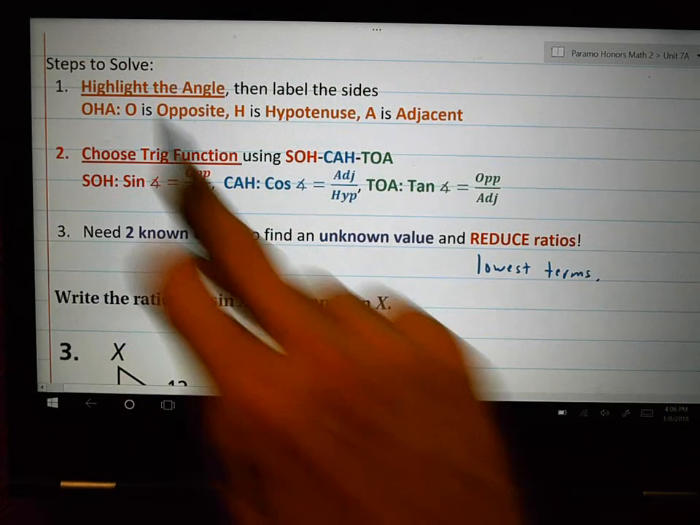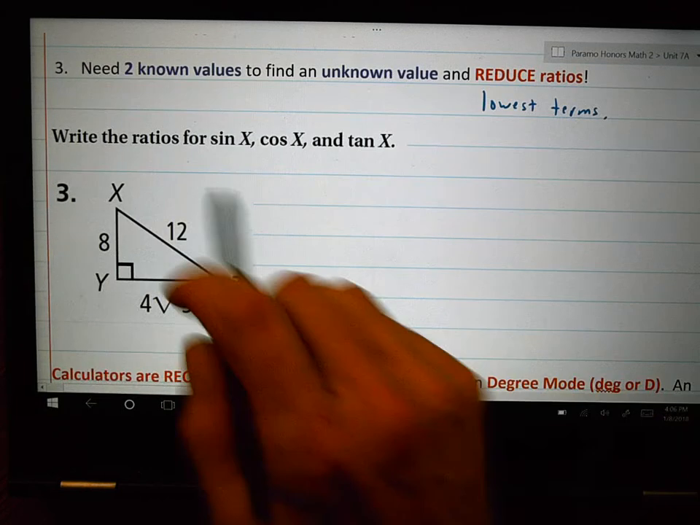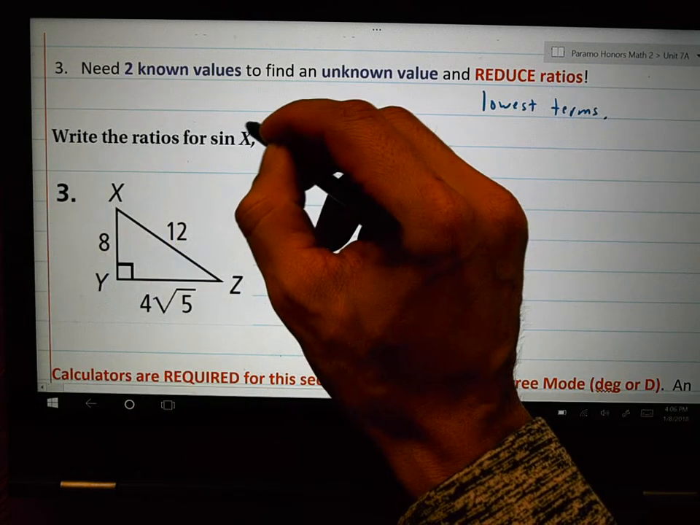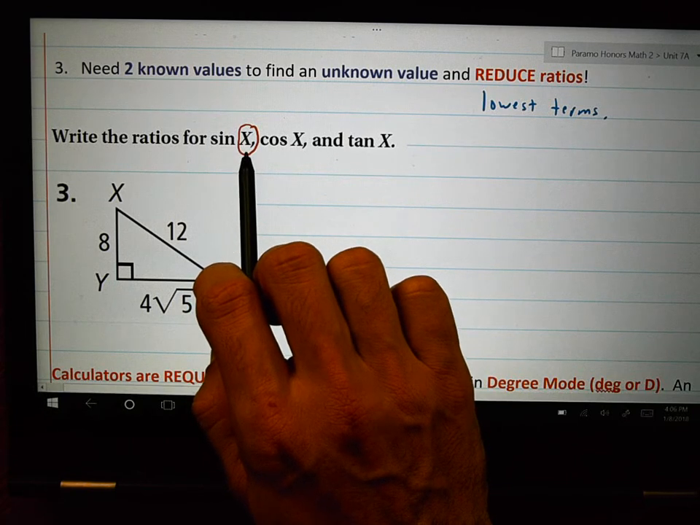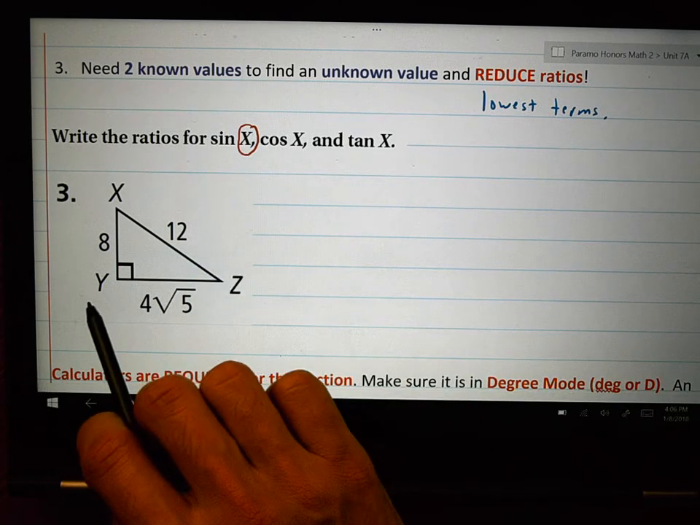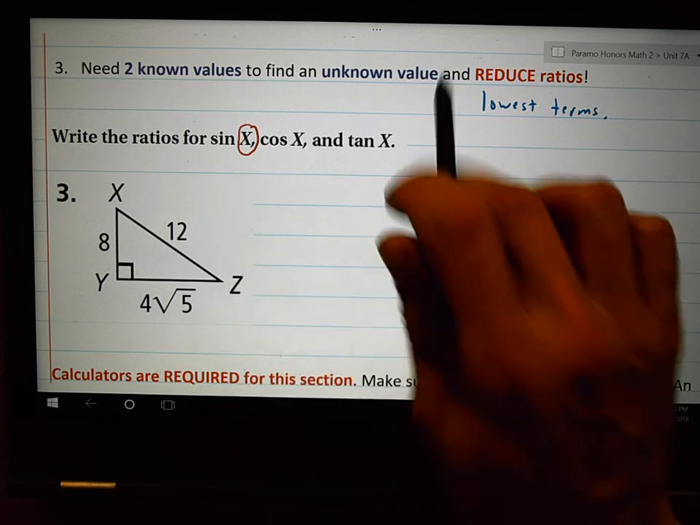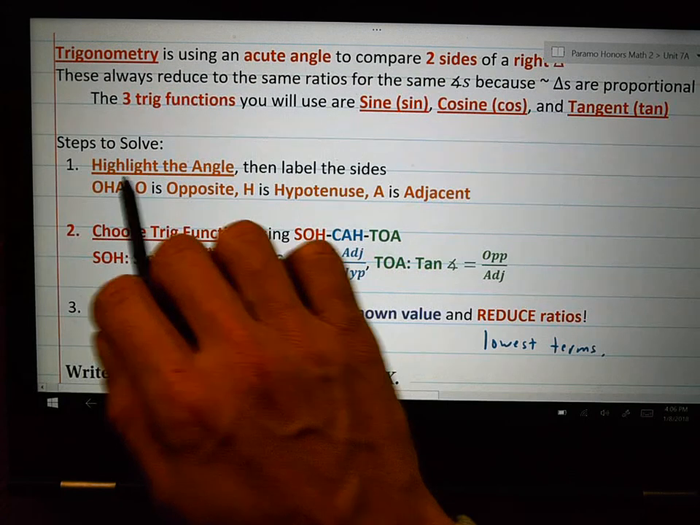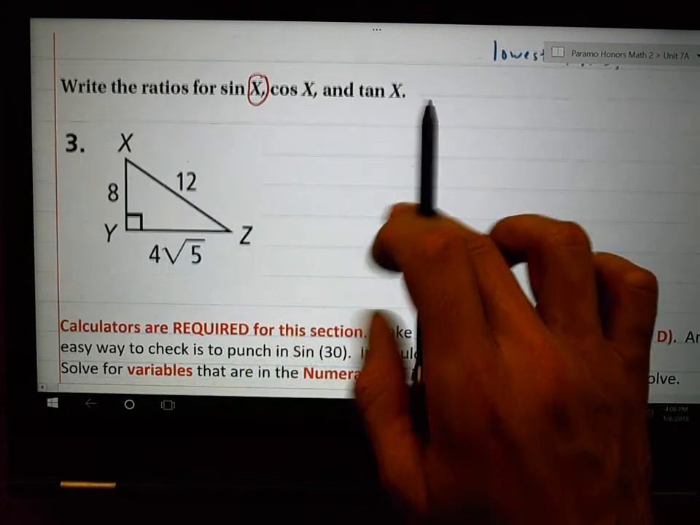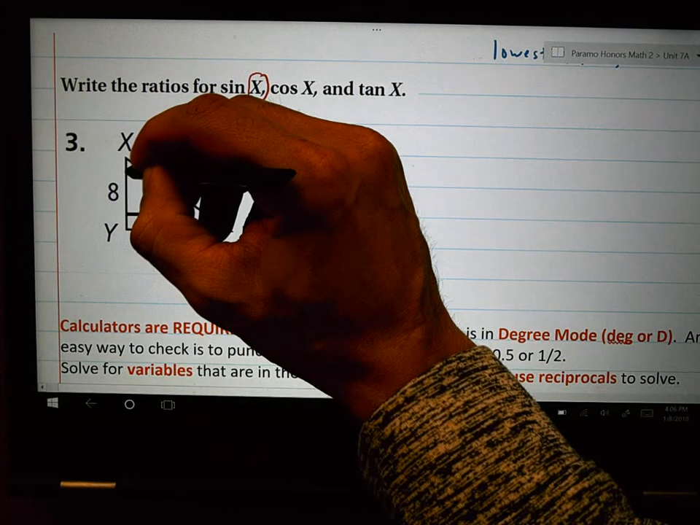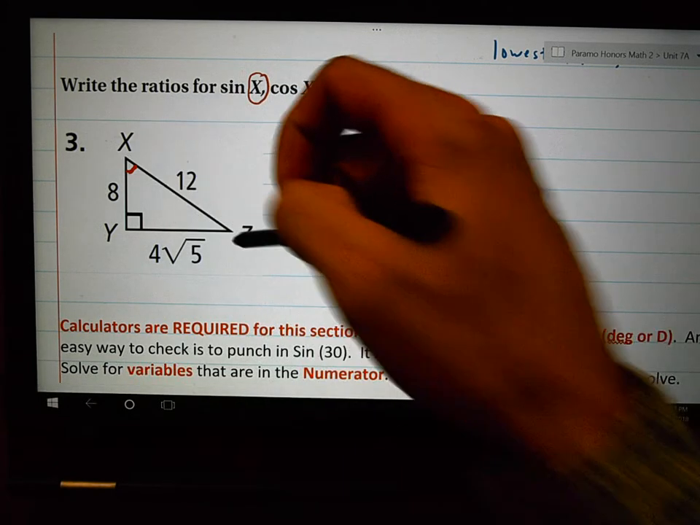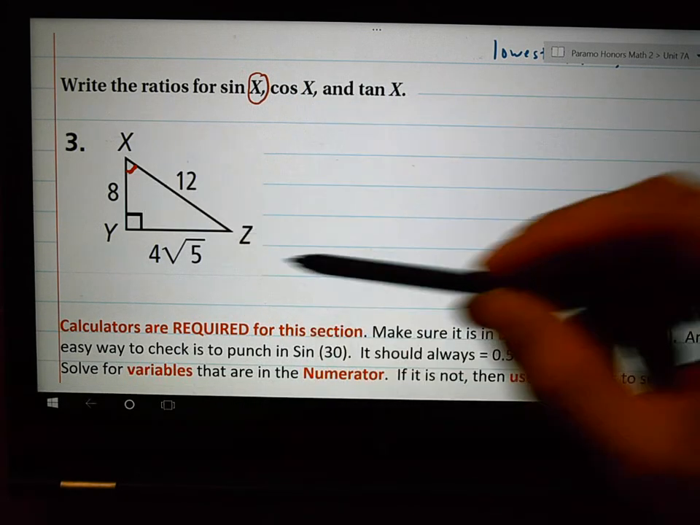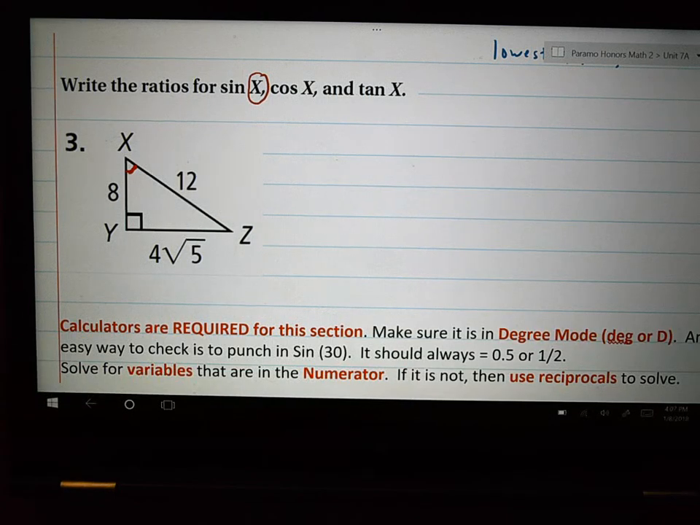First thing we do, highlight the angle that we're talking about. When it says write the ratios for the sine of x, what angle are we supposed to use? X. Are we supposed to use y? Are we supposed to use z? No, that's exactly why number 1 says highlight the angle. This is the angle. I'm going to highlight it. I'm talking about angle x. That's important because your worksheet's going to change. Sometimes it'll do z. You will never use the y value or the right angle, just so you know.